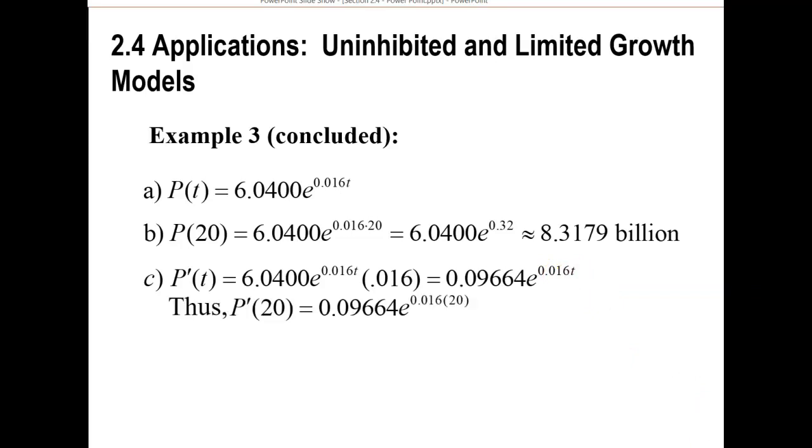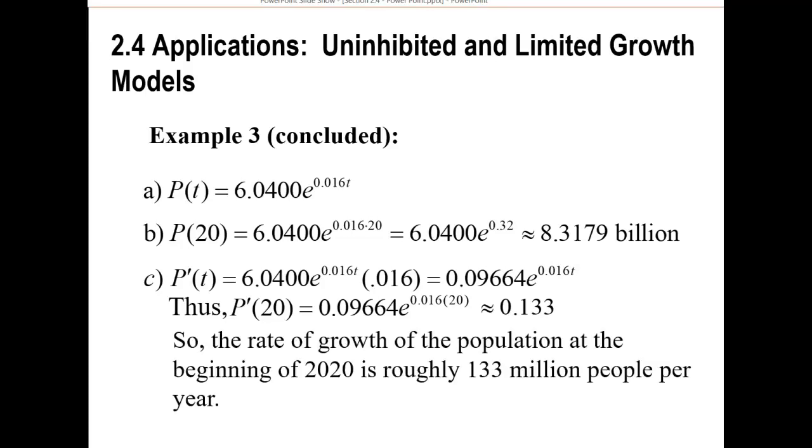So in the year 2020, if we evaluate our derivative function by plugging in our t value of 20 and simplify that, we get 0.133. Meaning that the rate of growth of the population at the beginning of 2020 is roughly 133 million people per year. And remember, this unit is billion, right? So they've converted that into million.